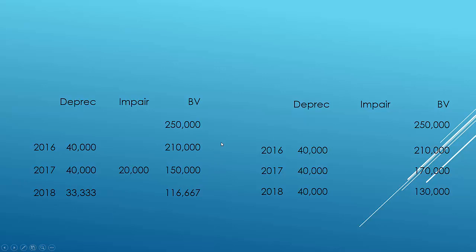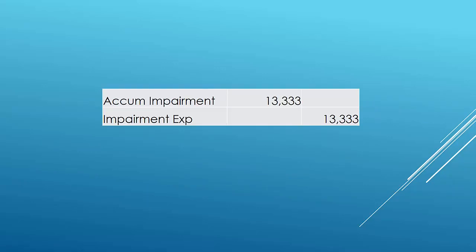So when we do the reversal of the impairment, we can increase the book value up from 116,667 up to 130,000, which is what the book value would have been, and our journal entry to do this is to reverse the impairment expense, 13,333, and we reduce the accumulated impairment by 13,333.